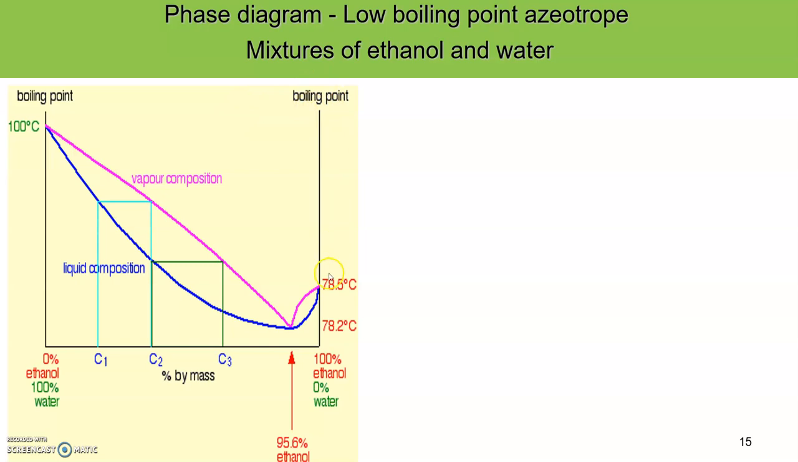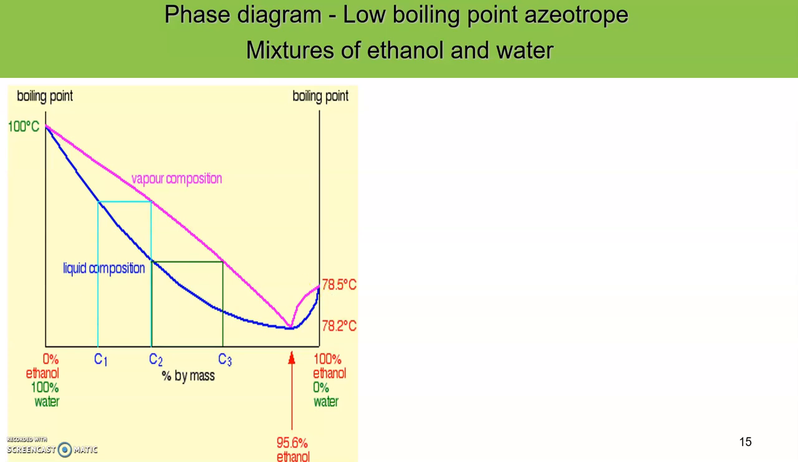And at the y-axis, here is the boiling point of ethanol, while the y-axis at the left indicates the boiling point of water, where the boiling point of water is 100 degrees centigrade, and the boiling point of ethanol is 78.5 centigrade.